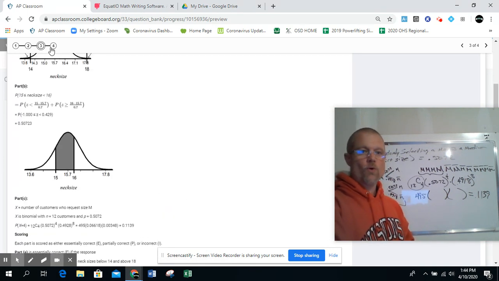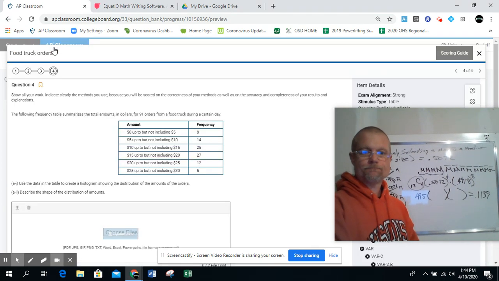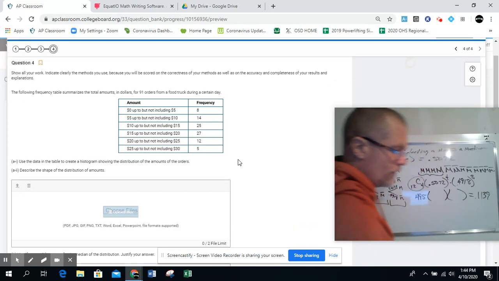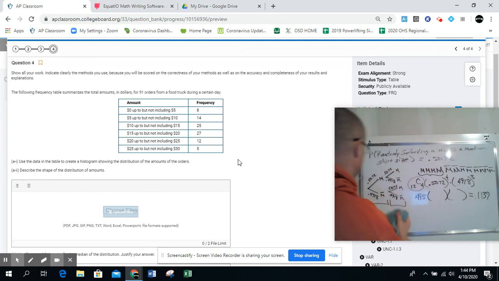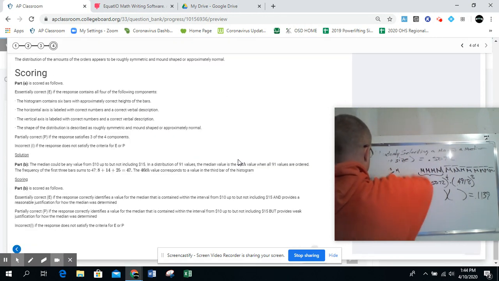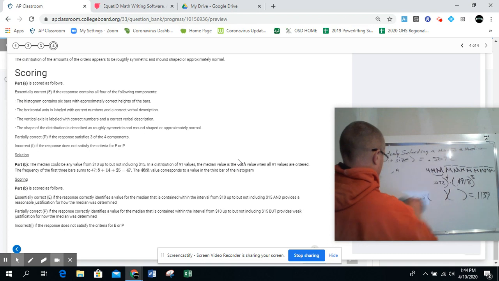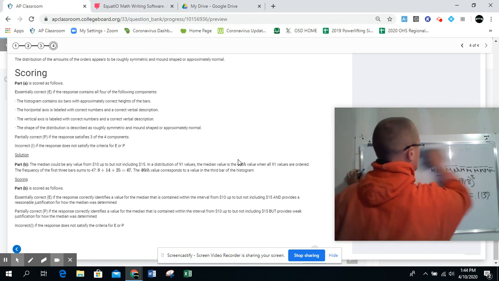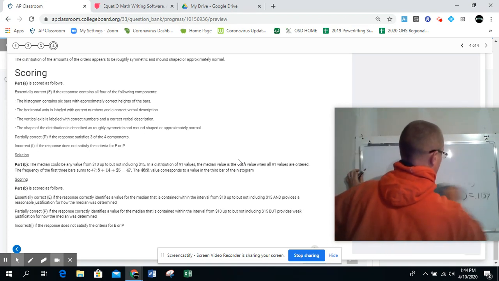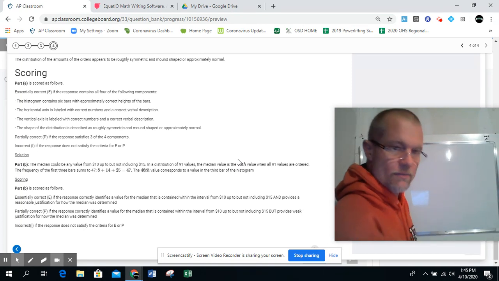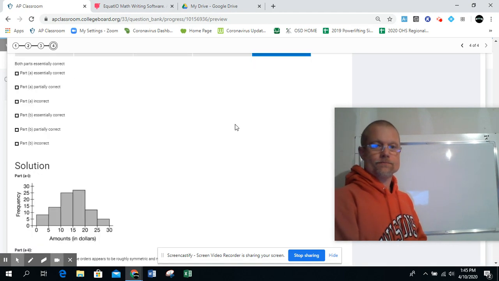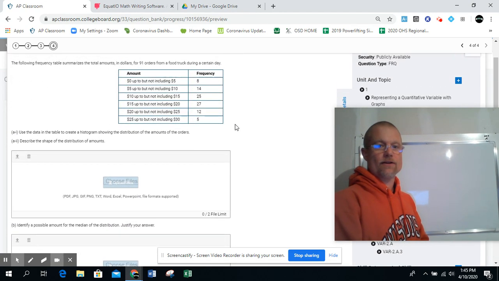All right, number 4. It's getting long, I know, but number 4. In this one, you're given a frequency table and you're asked, number 1, to make a histogram of it. Well, it's nice. They've already got our bins going here for us. So we're going to make our bins match the table categories.